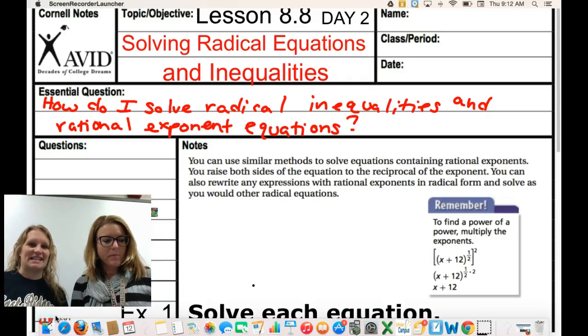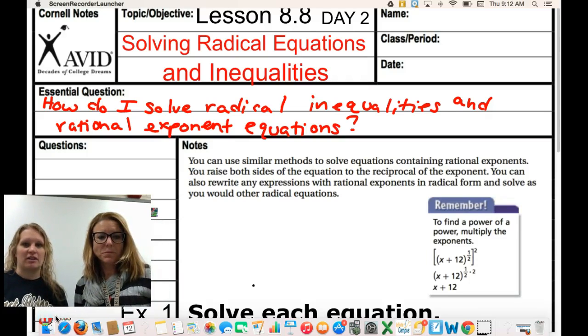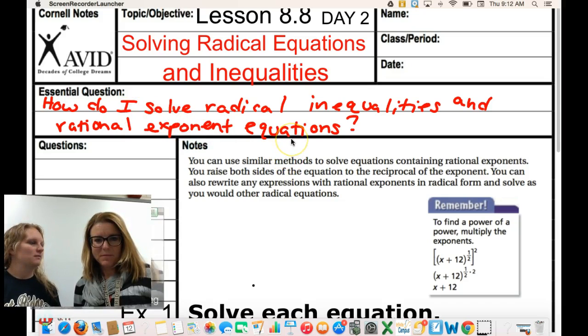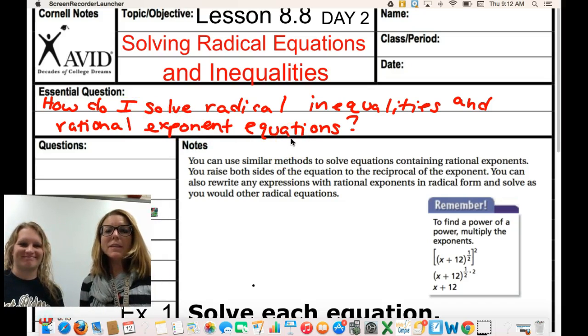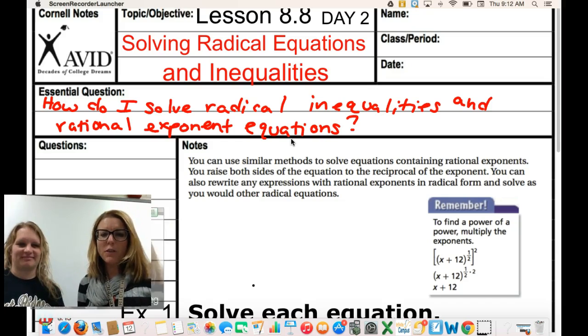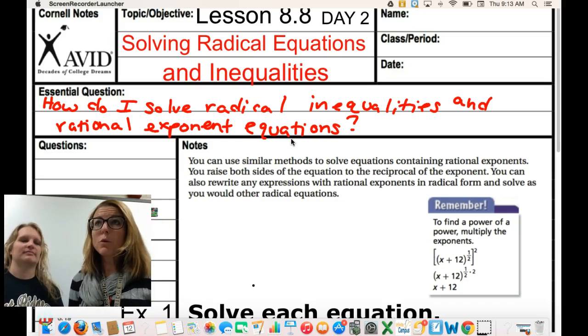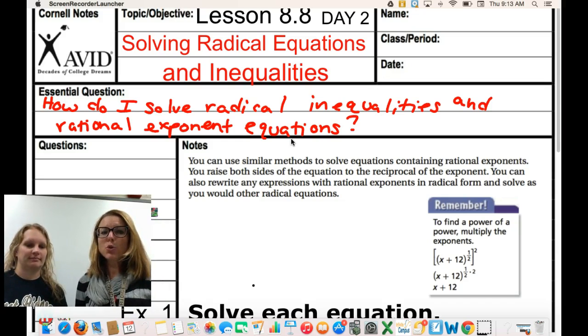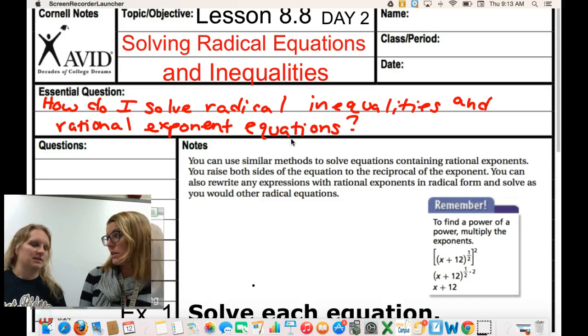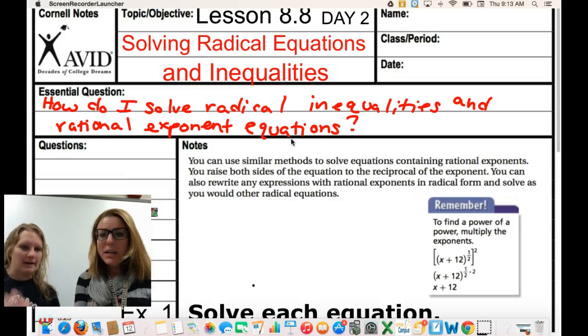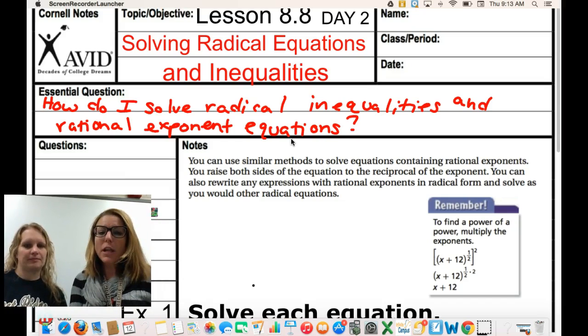All right, so today is a day 2 lesson of solving radical equations and inequalities. Our essential question is, how do I solve inequalities and rational exponent equations? Last lesson, we were solving radical equations. If you recall, we were raising both sides to whatever the index was so that we could cancel a radical. The same thing is going to happen when you're solving rational exponents.